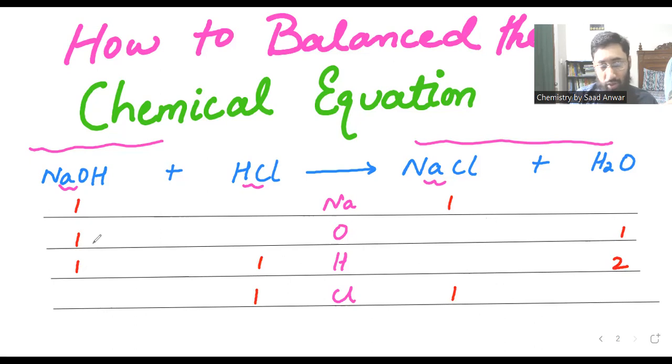Oxygen is balanced because at the reactant side we have one oxygen and at the product side we have one oxygen. And when we talk about hydrogen, hydrogen is also balanced because at the reactant side we have one hydrogen plus one, so two hydrogen, and at the product side we have two hydrogen. Chlorine is also balanced. At the reactant side we have one chlorine atom, and at the product side we have one chlorine atom. So this is the way we checked whether this equation is balanced or not.